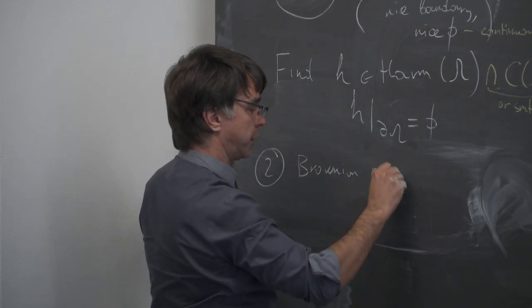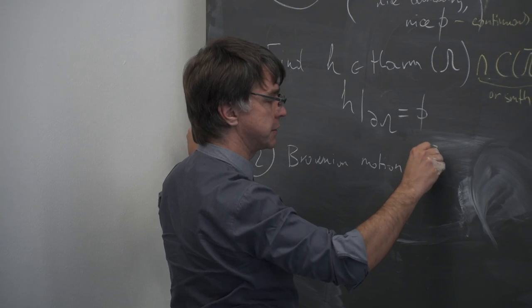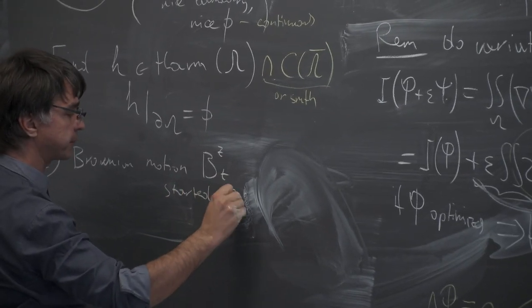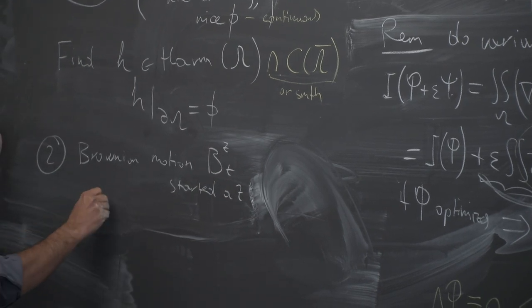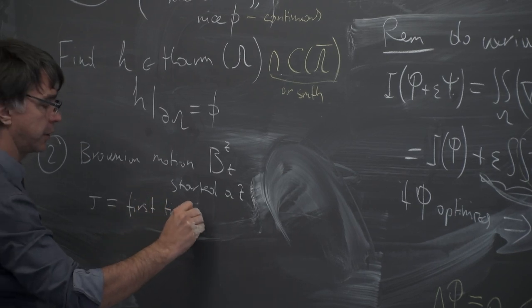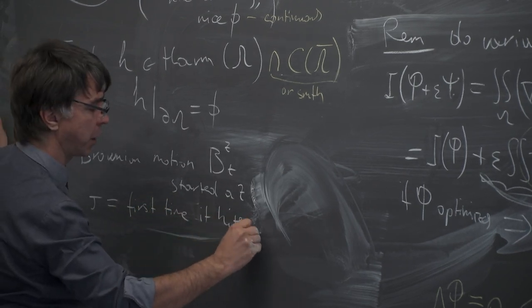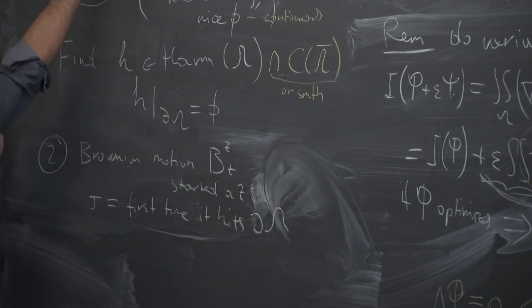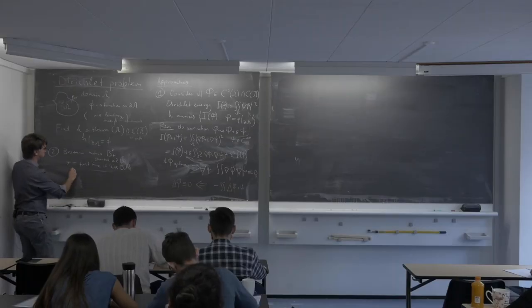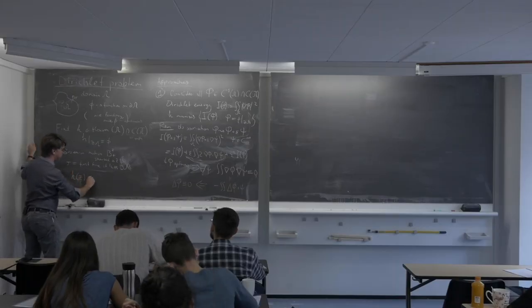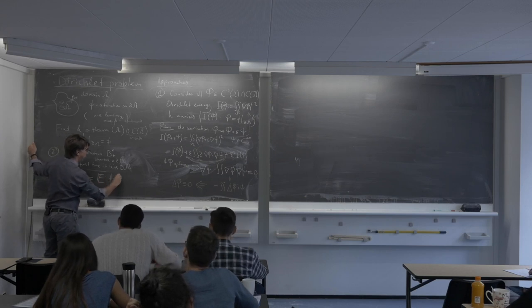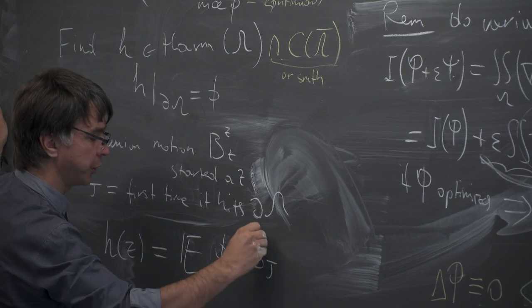Brownian motion, let's say B_z(t), started at z. Now, call tau the first time it hits the boundary of omega. So this is the first time where it hits the boundary of omega. And now you do the following thing. You set the function h of z to be the expected value of phi at the point where Brownian motion hits the boundary.